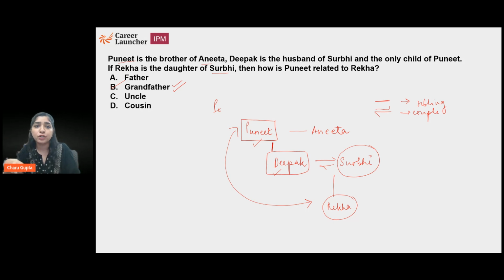So try not to just read the question and try to determine what the answer can be. Drawing such family trees can help you in answering in a better way and quicker also. Okay, let's move to the next question.